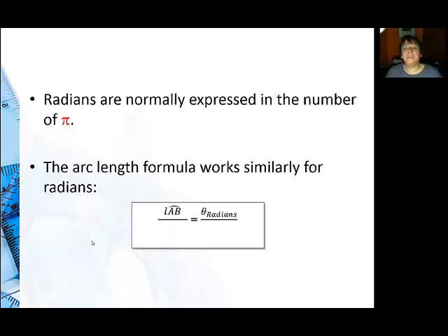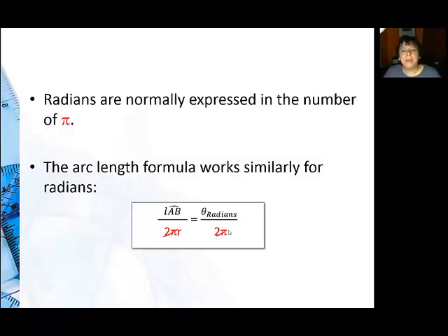And you can use the arc length formula pretty much the same way. The only thing that changes, you still have 2 pi r as the whole length, because that's the distance around the circle. But instead of having a total of 360 degrees, you're going to have 2 pi radians. The cool thing you'll notice here is that I could actually simplify that 2 pi. So let me show you the cool thing that happens here.